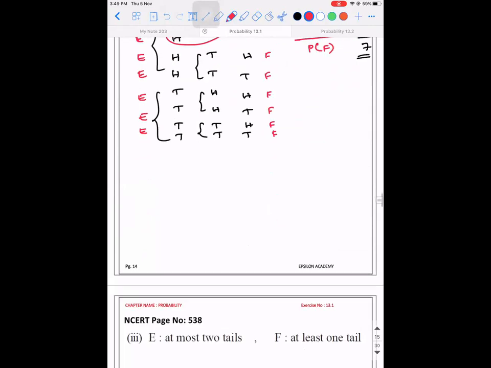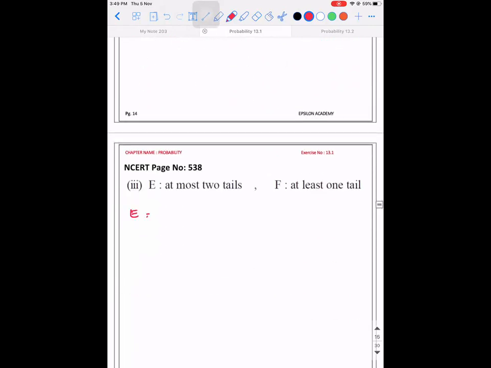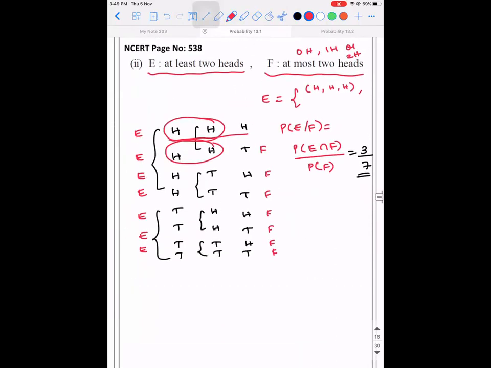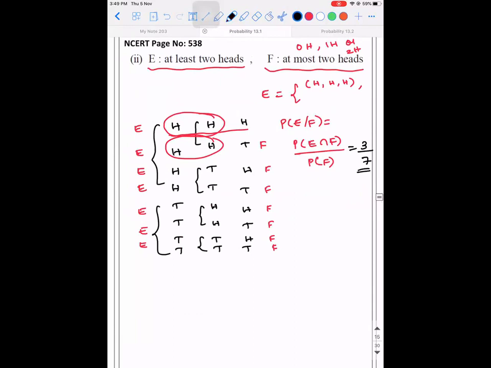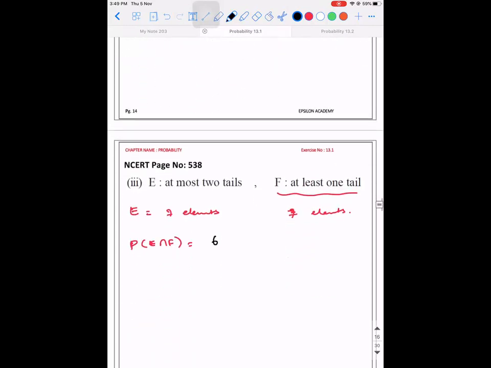So E has 7 elements and F also has 7 elements. What is the probability of E intersection F, guys? So what is the probability of E intersection F? 1, 2, 3, 4, 5, 6. Right? It is 6 out of the number of elements that are present in F, which are 7. So it is 6 by 7. Guys, did you understand what I did?